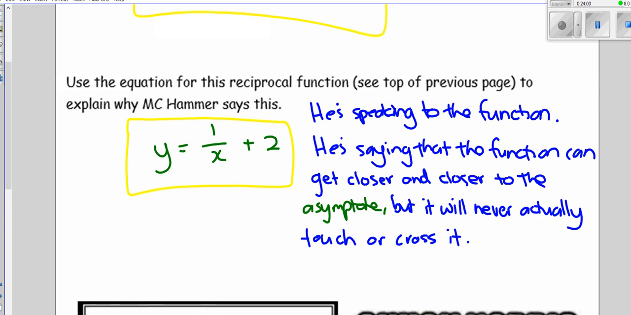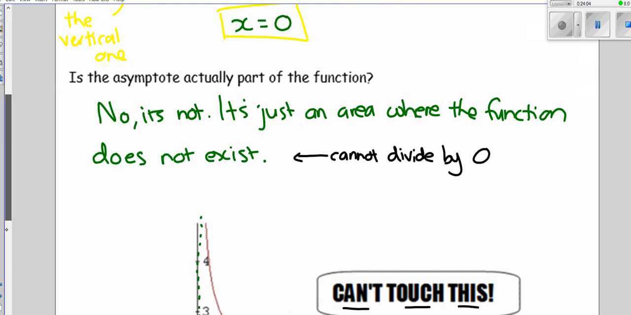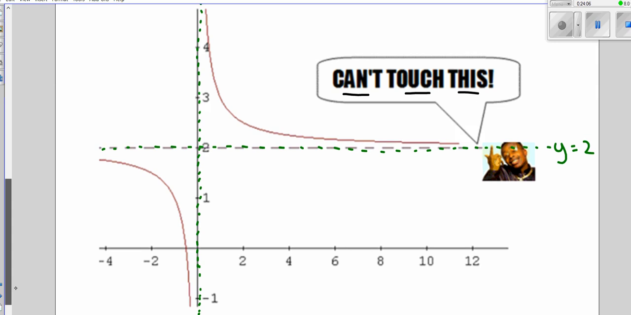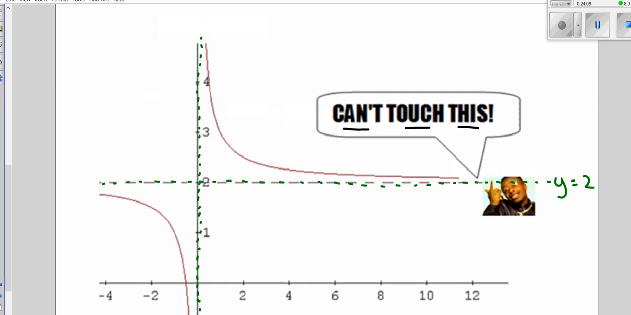So what he's saying is, on here you can see the function, in this case, is in red. So here's the function. If you want, draw it in blue, whatever color you want your functions to be. Leave it red if you like. So you see the function, it's getting closer and closer to the asymptote, going on forever this way, but it's never touching it. Same this way, it's getting closer and closer, but it never touches or crosses it.